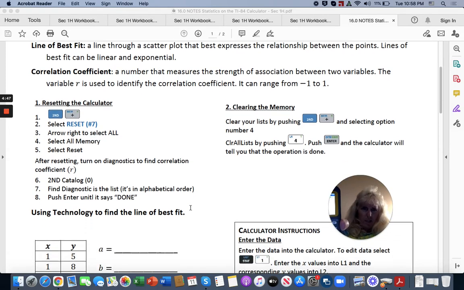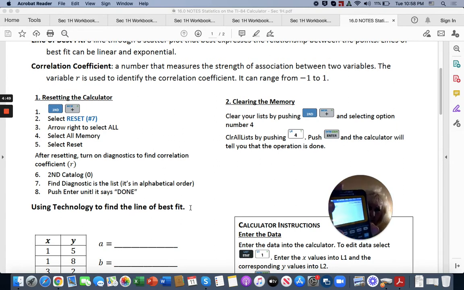Clear your lists by pushing second, memory, and selecting option 4. So we go to second, that's the blue button, and then memory, which is where the plus sign is, right here. Then it says push 4, which is clear all lists. So 4, enter. That will clear all your lists.